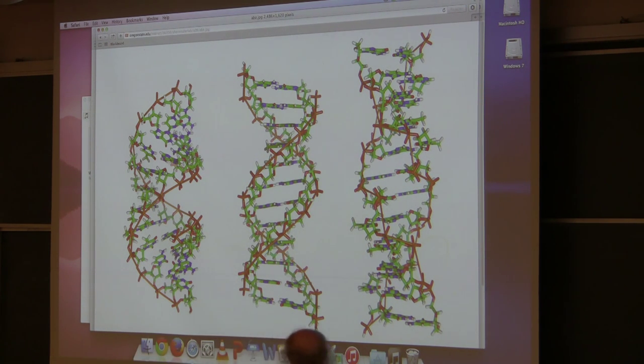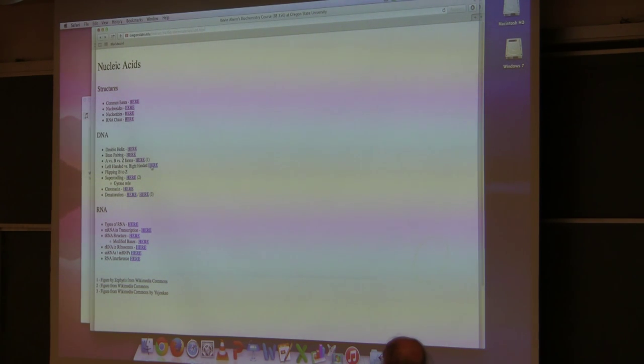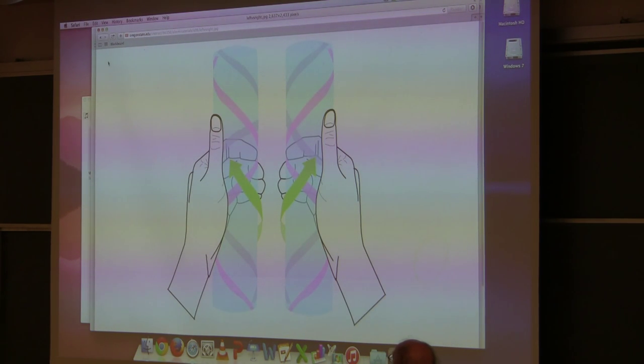End of stories. Left-handed versus right-handed, we won't worry about that.